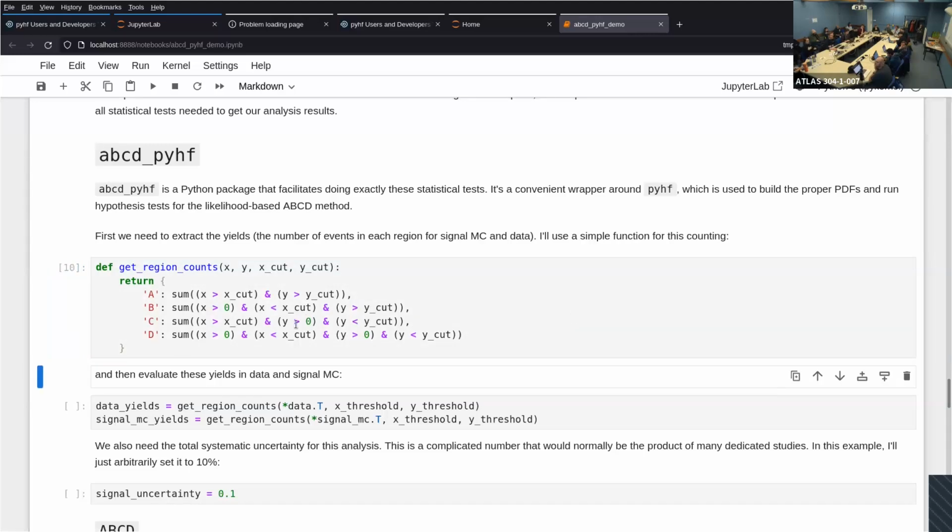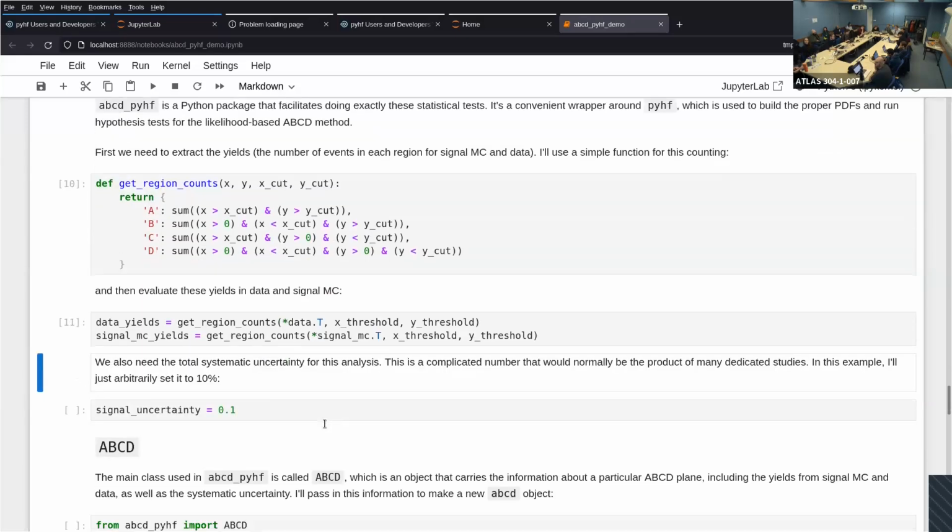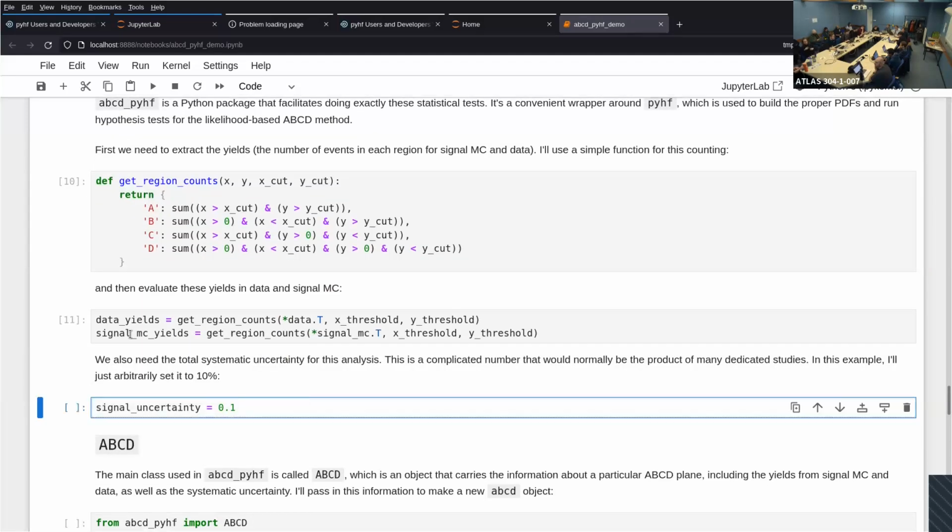So first you just need to get the number of events in each region. These are just simple cuts. And then I get this for both the observed events and the signal Monte Carlo. So these are basically the inputs, the yields from data and the yields from the signal Monte Carlo.